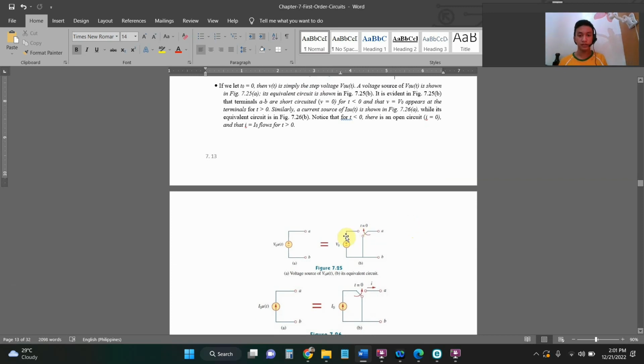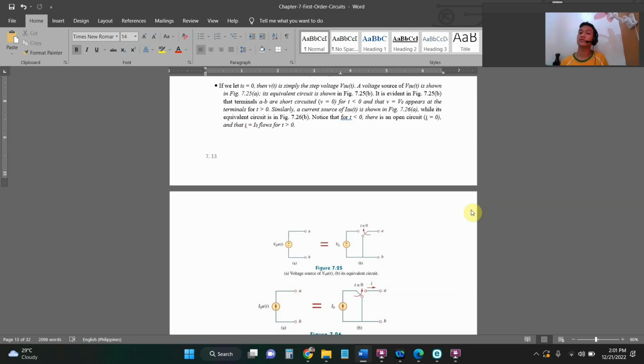Its equivalent circuit is shown in figure 7.25. It is evident in figure 7.25 that terminals A and B are short-circuited, so v equals 0 for t less than 0, and that v equals v sub o appears at the terminals for t greater than 0.